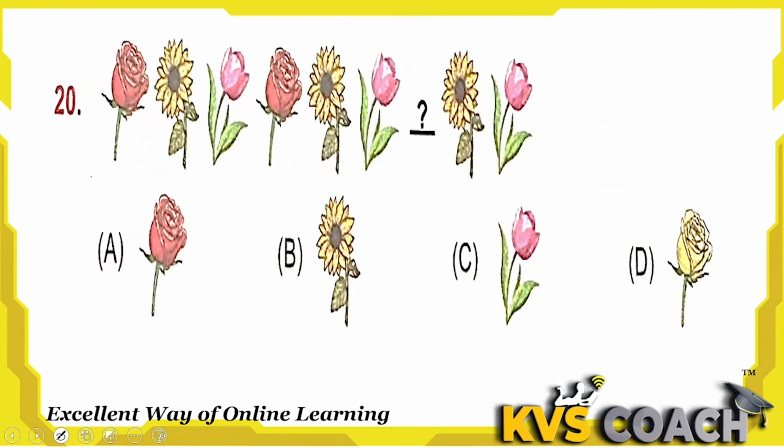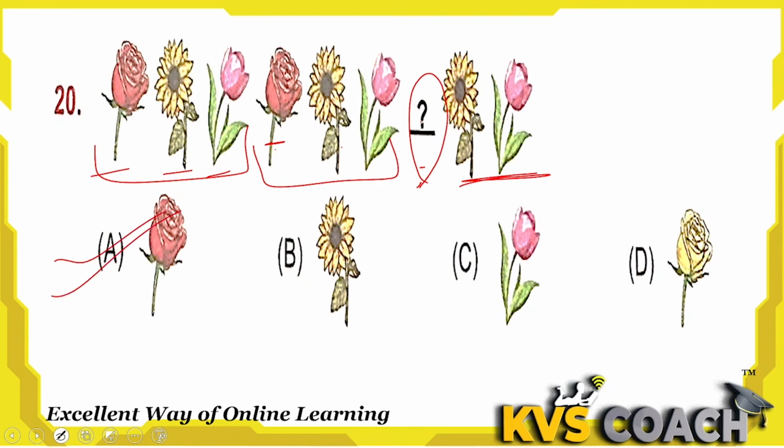Next is rose, sunflower, lily. This is the pair. Okay. This is the pair and this is the group. Then again I start rose, sunflower, lily. Now the term is again for rose, sunflower, lily here, but not rose is here. So we will take the red rose here. Okay. A is the right answer.